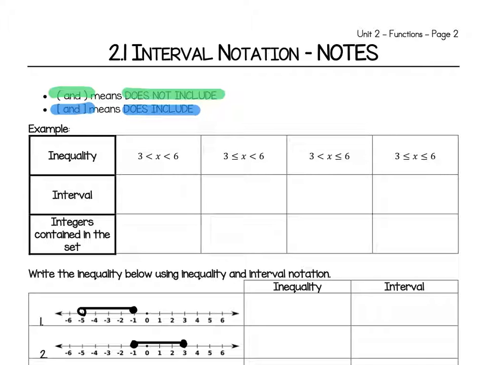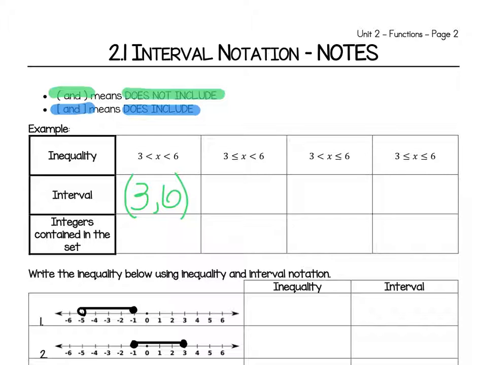Let's see it in action. So looking down below, I have the inequality 3 is less than x is less than 6. If I want to write this as an interval, basically I'm talking about the numbers from 3 all the way to 6. And I'm going to separate them with a comma, and since neither 6 nor 3 are included in this interval because they can't equal, I will use open brackets. Let's see how the next one looks.